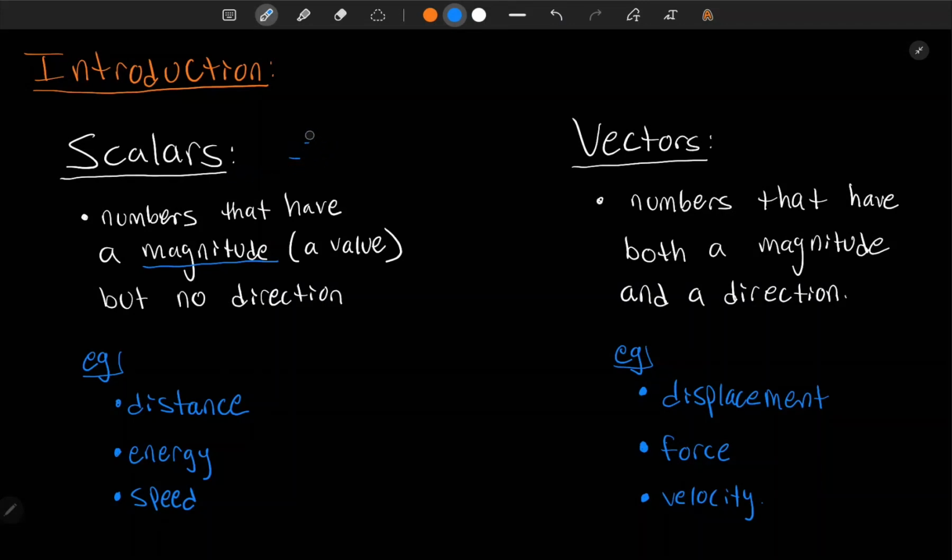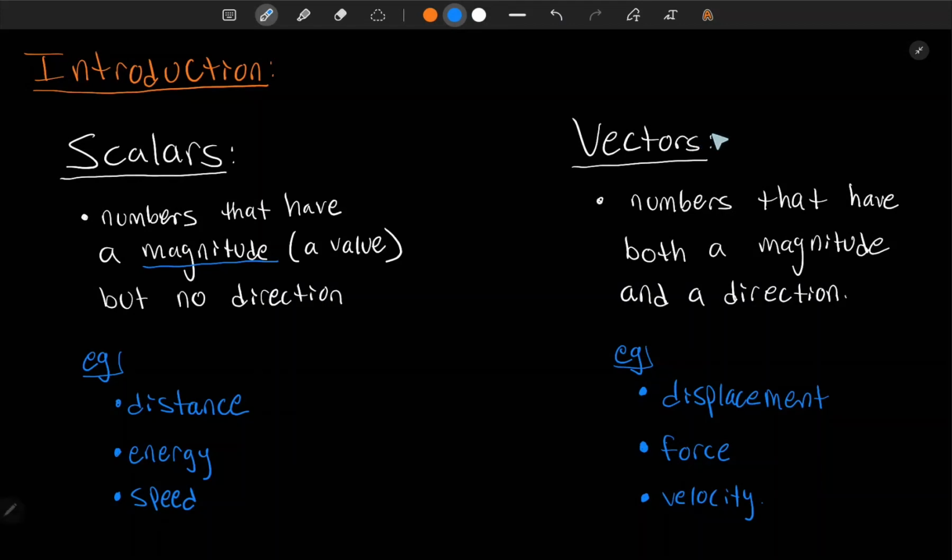5 is a scalar. It just has a value. So is -10. These are both scalars. Examples in physics of scalars are things like distance, energy, speed. These things don't have a direction. It doesn't matter what direction you're moving in, it just matters what the quantity is.